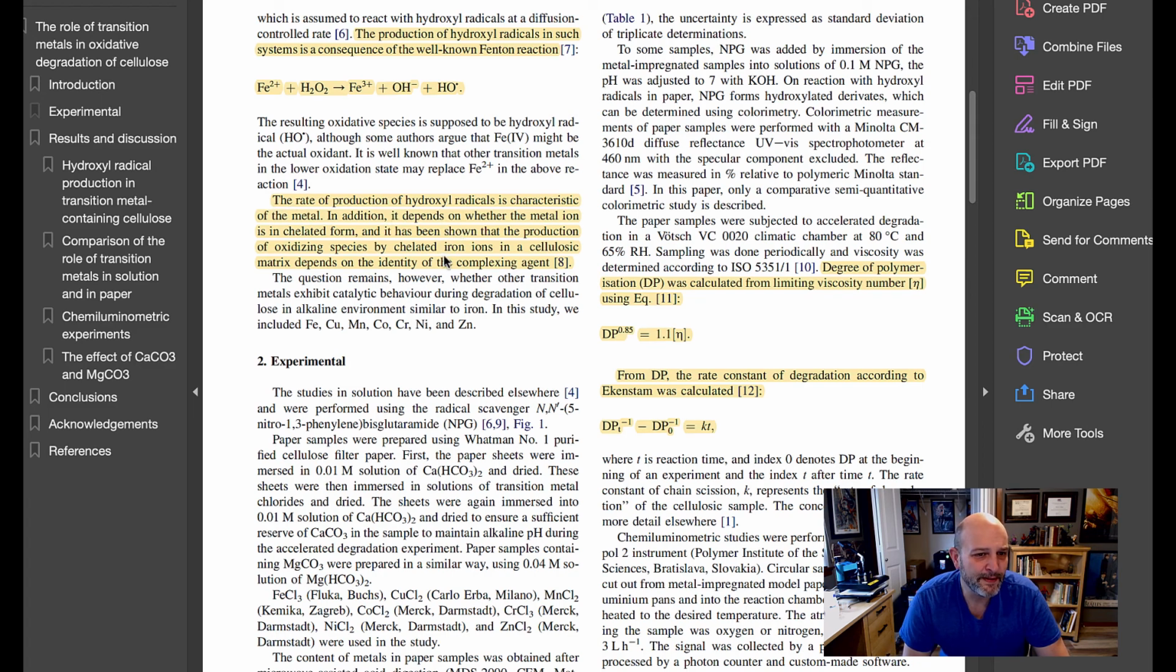In addition, it depends on whether the metal ion is in chelated form, meaning that something is holding the metal. Chela means claw. It's been shown that the production of oxidizing species by chelated iron atoms in a cellulosic matrix depends on the identity of the complexing agent. Yeah, no doubt. So, meaning that if the iron is complexed, then it won't happen as much.